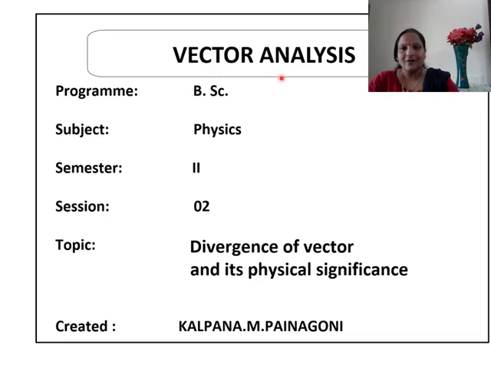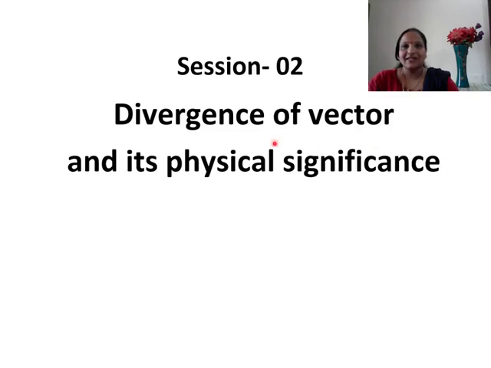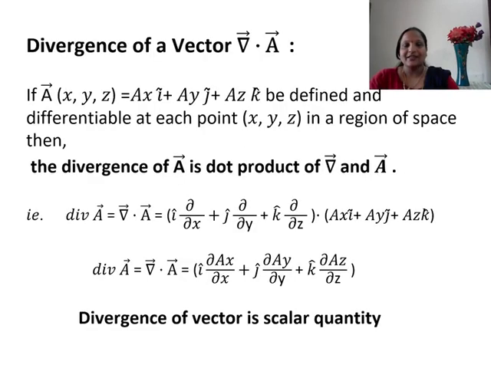In this session on vector analysis, we will discuss the divergence of a vector and its physical significance. Divergence of a vector is represented by del dot A.